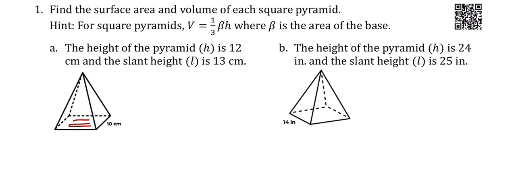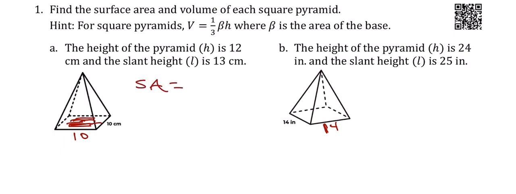So we have pyramids and we have to find both the surface area and volume. We know that they're square pyramids, which means that the base of the pyramids are squares. So we already know that this is 10, and I'm just going to take the liberty of also making this a 14, so we don't forget that both of the bases are squares.